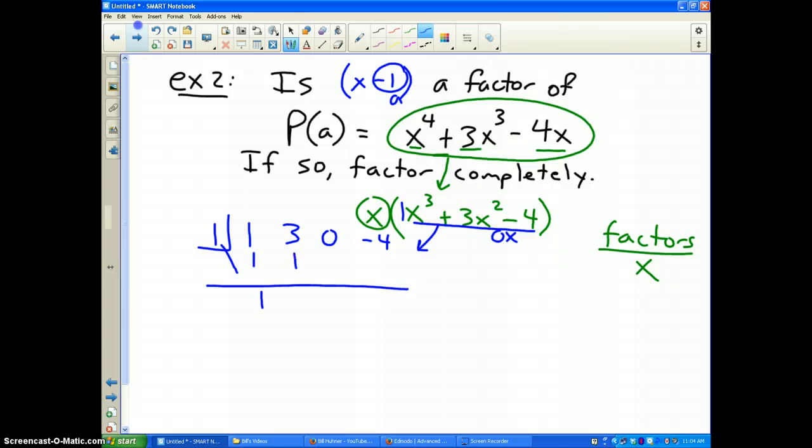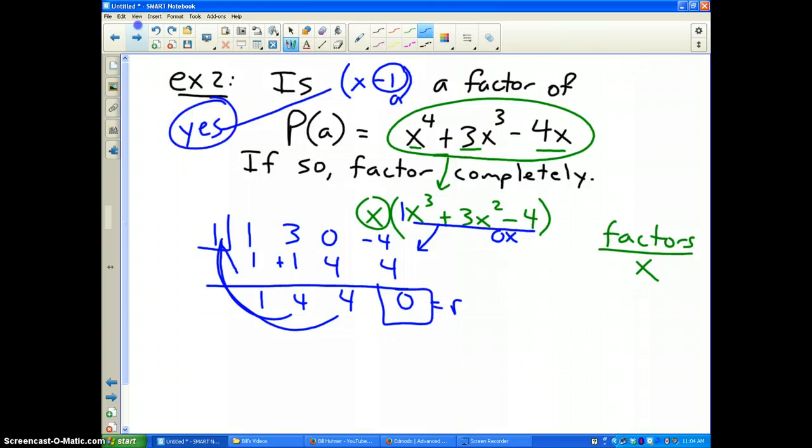So now, if I work this out, I bring down the 1. 1 times 1 is 1. Add them, I get 4. 1 times 4 is 4. I add them, I get 4, and then 1 times 4 is 4 again, and look at that. My remainder again is 0. Okay, good. So that means, yes, x minus 1 is also a factor. So I'm going to write that over here. x minus 1 is also a factor of the polynomial in the blue circle.